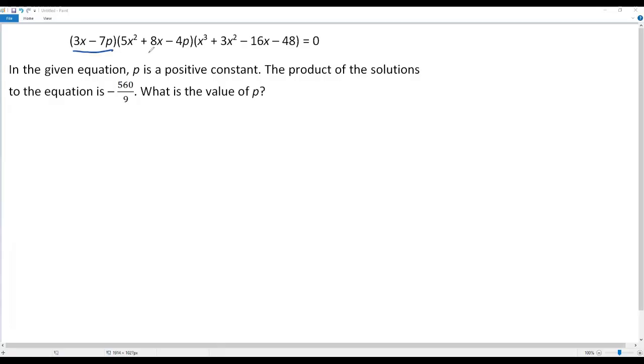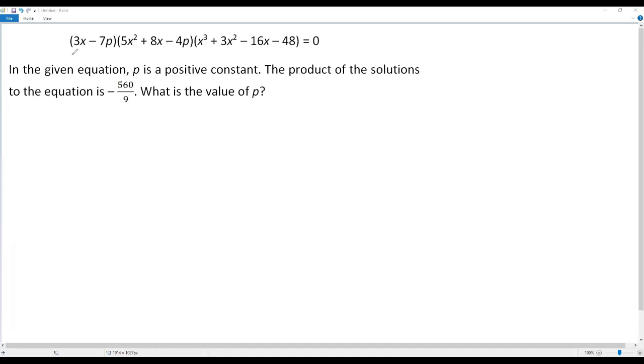(3x - 7p)(5x² + 8x - 4p)(x³ + 3x² - 16x - 48) = 0. In the given equation, p is a positive constant. The product of the solutions to the equation is -560/9. What is the value of p?